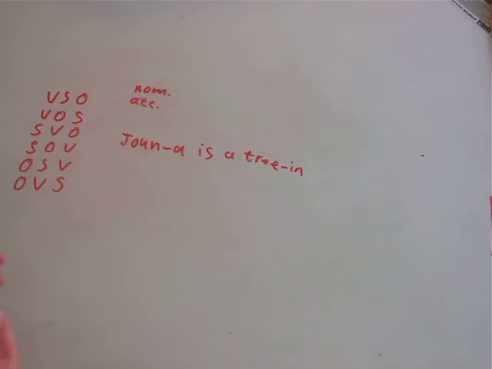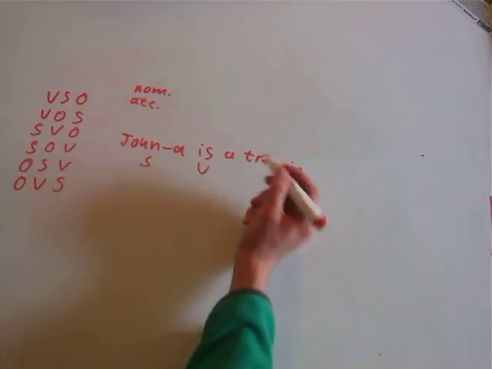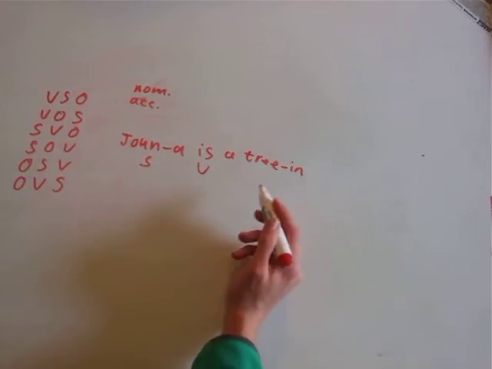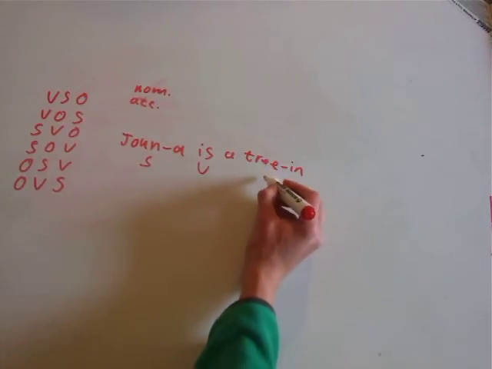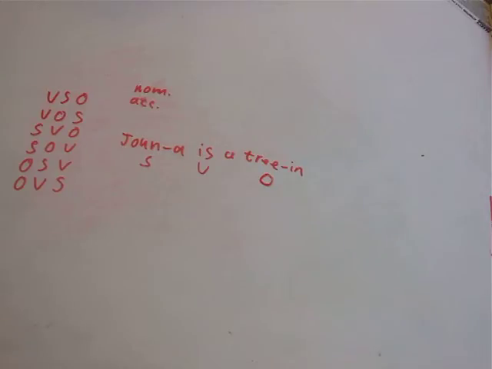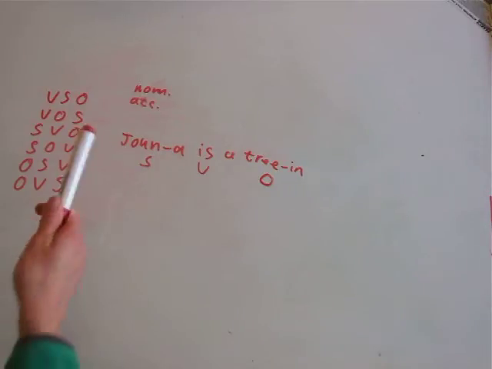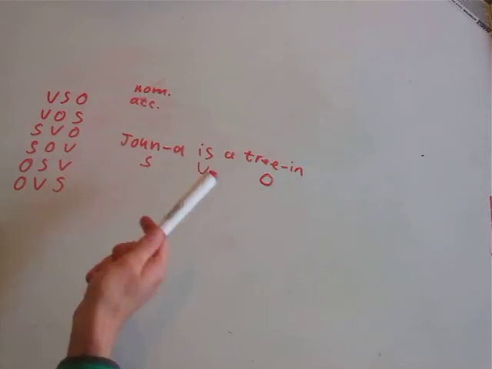is the nominative suffix. So we know that this is the subject. is the verb, obviously, but we're not focusing on verbs today. And in is the accusative suffix, so we know that means that's the object. So here we have, in English word order, John is a tree.